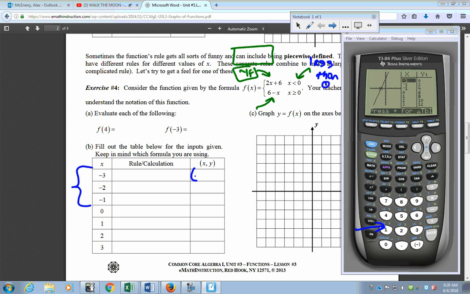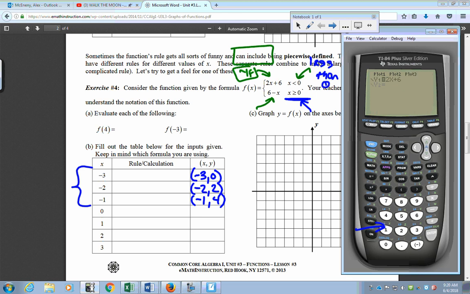So I'm going to write those ones in. I got -3, 0, -2, 2, and -1, 4. Now that means for the other graph, 6 minus x, this one right here, I'm going to have to use the points that are greater than or equal to 0. So then I'm going to take my calculator, type in the second equation, 6 minus x, hit second and graph, and I'm only going to do from 0, 6 to 3, 3. So I'll do those ones in a different color.